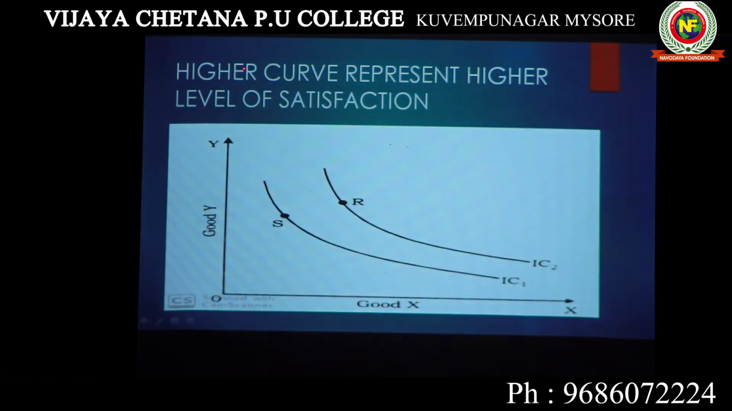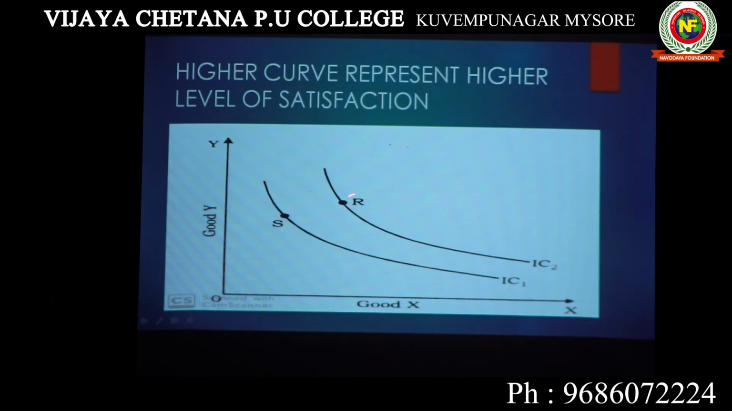The first one is higher curve represents higher level of satisfaction. This is the first property of indifference curve. See here, higher curve represents higher level of satisfaction. Higher the indifference curve, higher the satisfaction. See here, this is IC1, indifference curve 1. This is IC2, indifference curve 2. Here two combinations are there, S and R. Between these two combinations, which gives maximum satisfaction to our consumer?